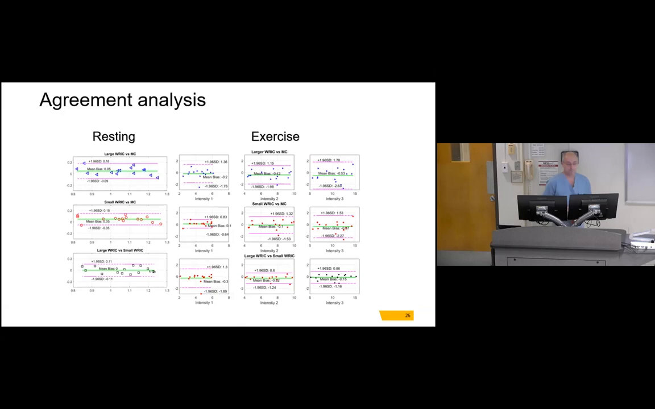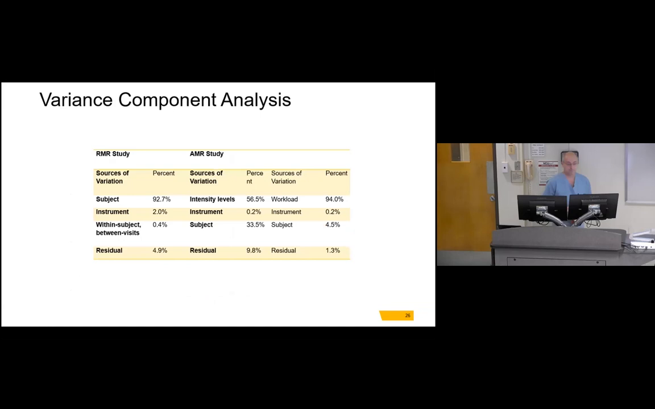Okay, so next slide. What does this all mean? One question I get from Dr. Celi is, can we use the instruments interchangeably? And the answer is yes, because for a resting metabolic rate study, if you swap the instrument during your study, you probably get 2% of the error. If 2% of the variation is acceptable for your study, then you can do that.